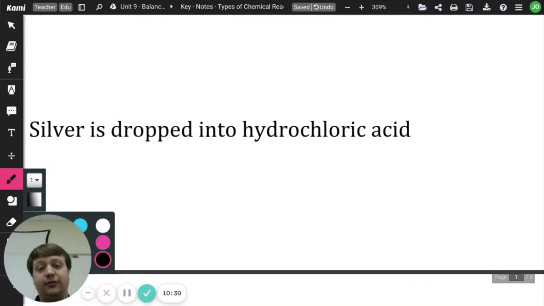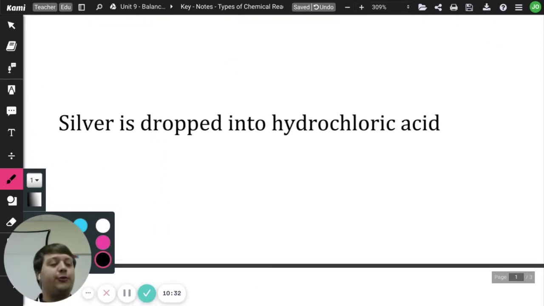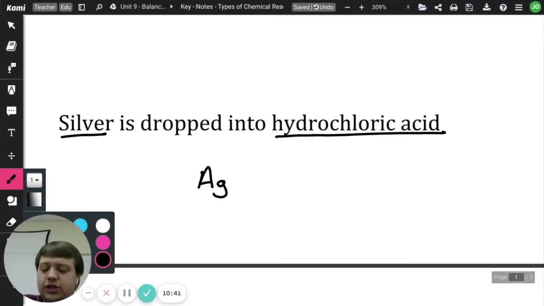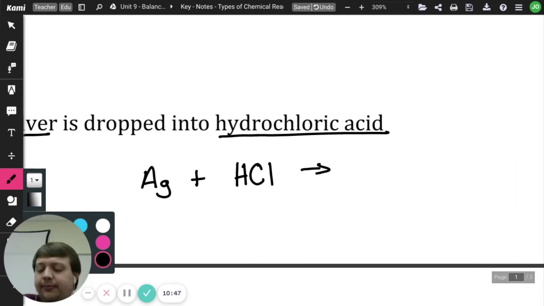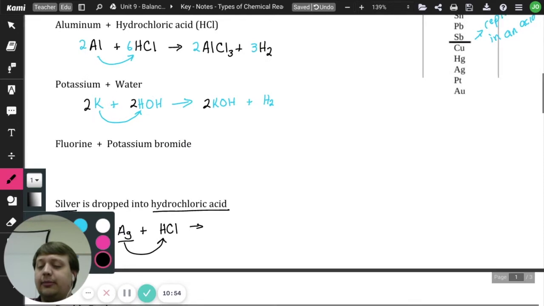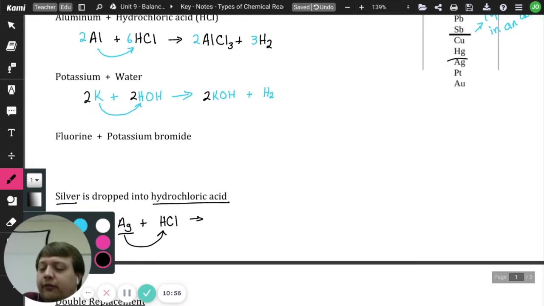Okay. Now, we're going to skip the next one. I'm going to leave it for practice for y'all. And I'm going to go ahead and move on to this very last one. So it says silver is dropped into hydrochloric acid. So silver is Ag, and it's dropped into hydrochloric acid. So I'm trying to see if silver can replace hydrogen. Again, I need to go back in and check my activity series. Silver is right here. Can it replace hydrogen in hydrochloric acid?